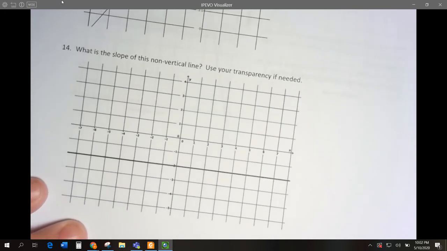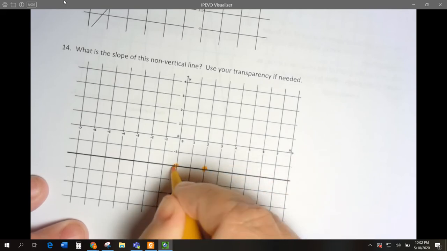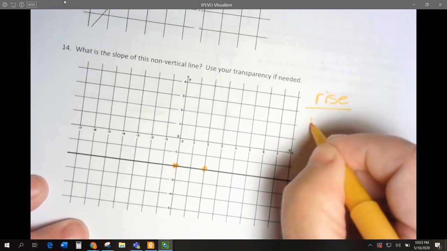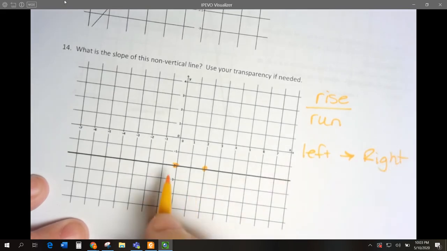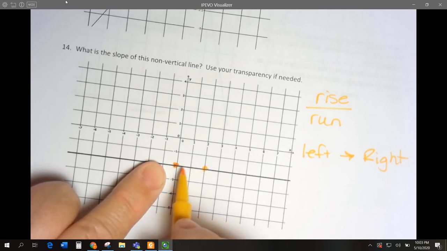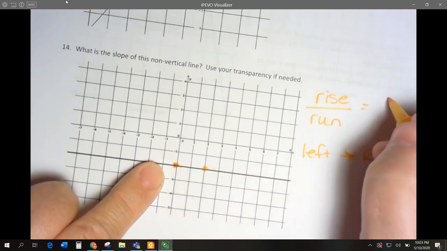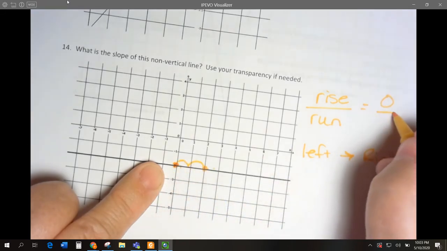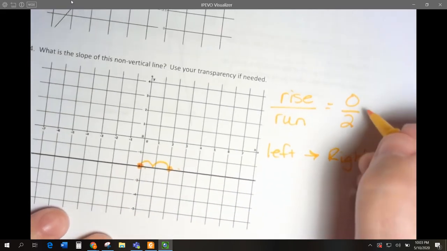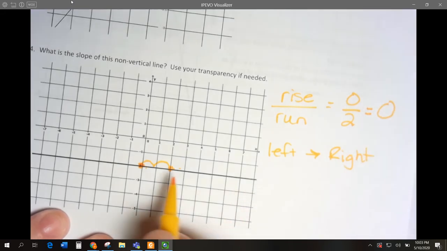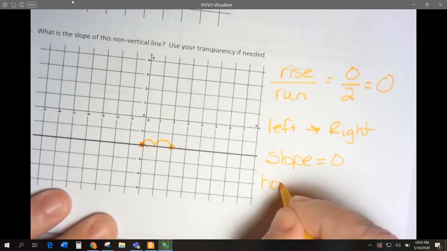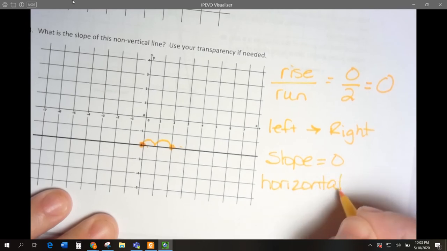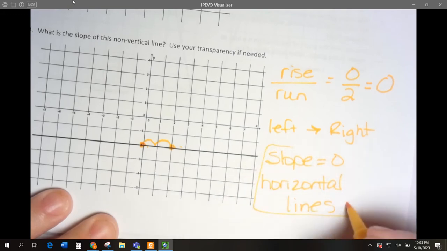14 is a little tricky. They don't give us our points, so let's pick 2 points on an intersection. I'm going to pick this one, and I'm going to pick this one. Remember, we have to do our rise over our run, and then going from the left to the right. So if this is our left, how far do I go up to get to this one? I don't go up at all, do I? They're on the same level, right? I don't go up. So my rise is 0, but my run is 2. So 0/2. 0/2 is the same as 0. So this actually has a slope of 0. So we need to remember horizontal lines. Horizontal lines have a slope of 0. All horizontal lines will.